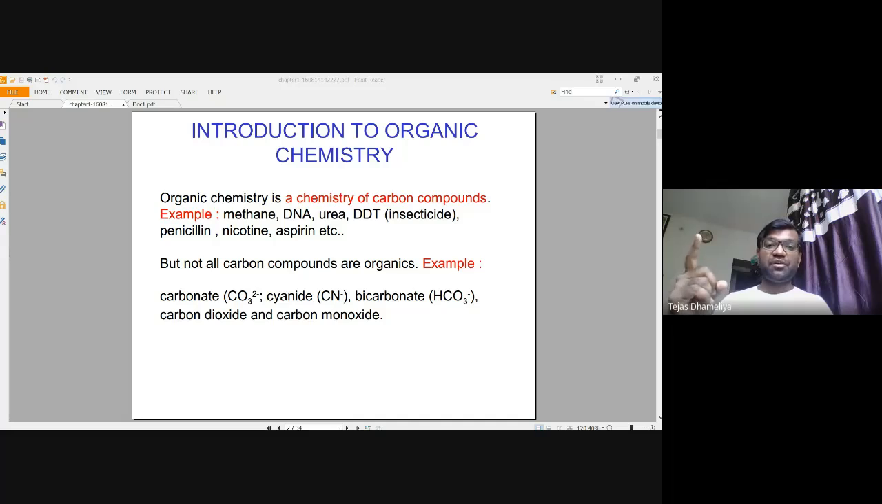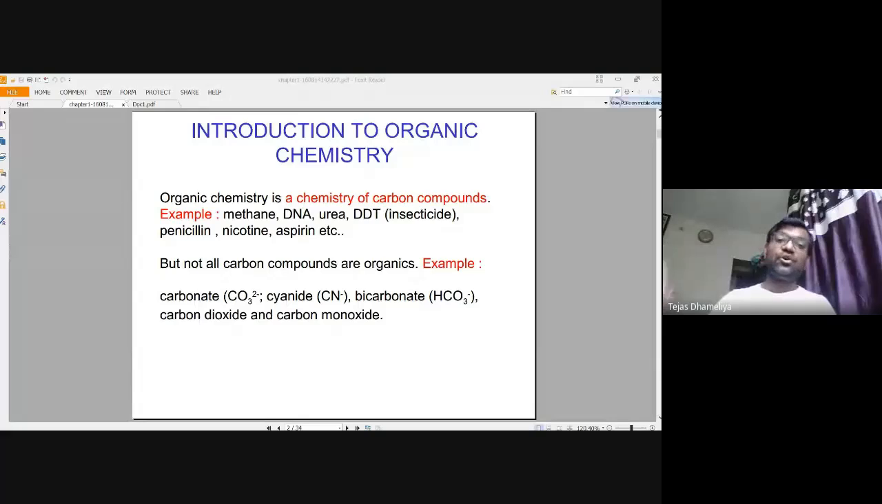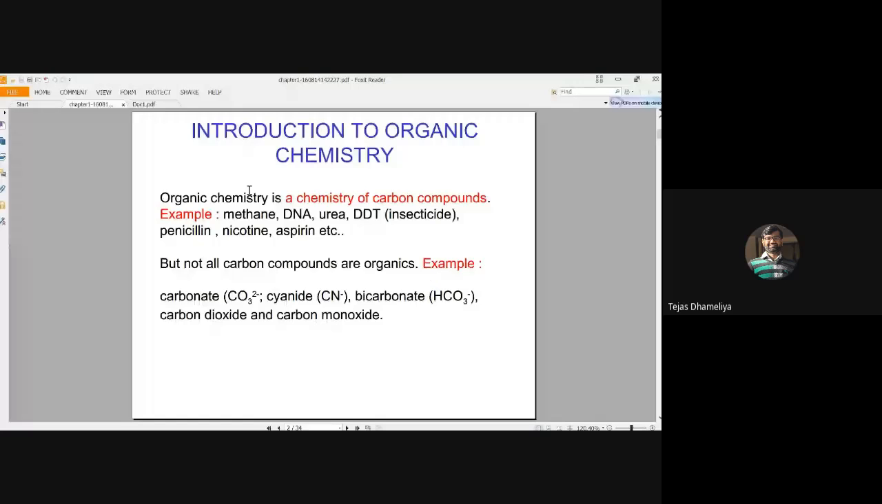Do you know the full form of DDT? Can anyone tell me the full form of DDT? Insecticide? Yes, sir. Dichlorodiphenyltrichloroethane. So it also has carbon elements, two elements of carbon are present. Okay, so that is DDT.